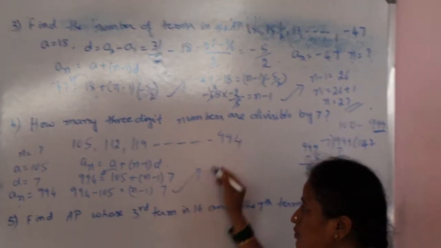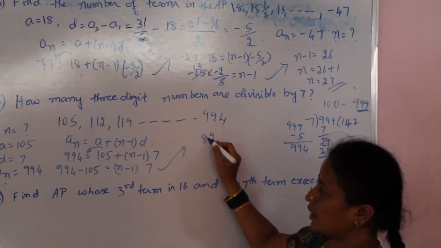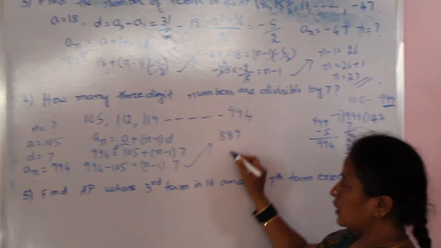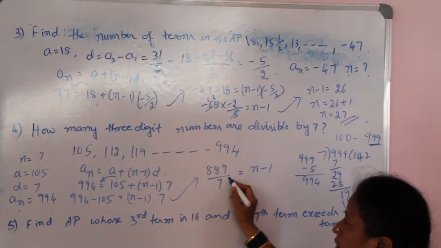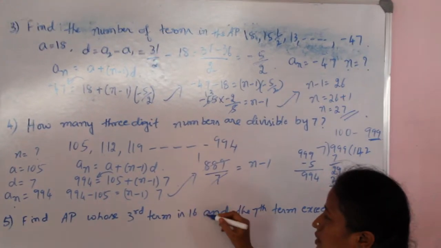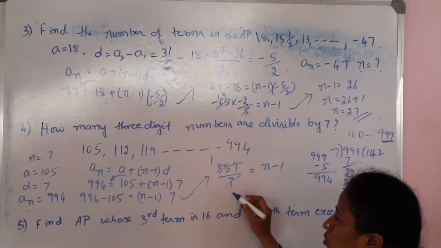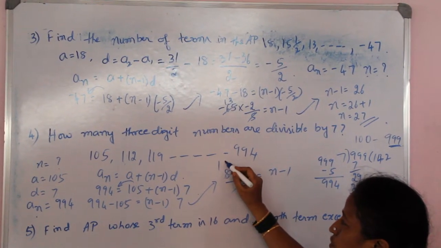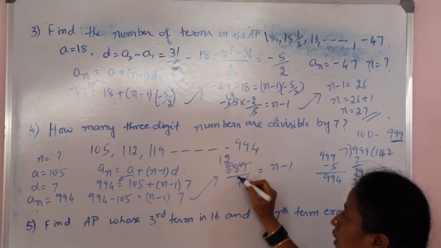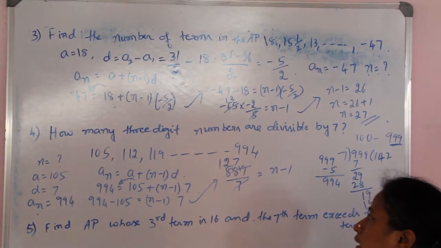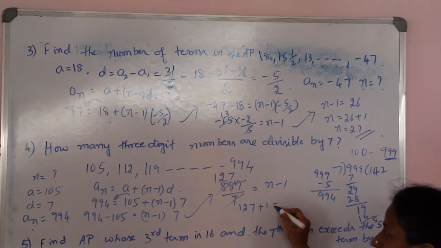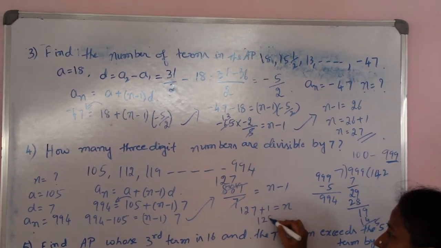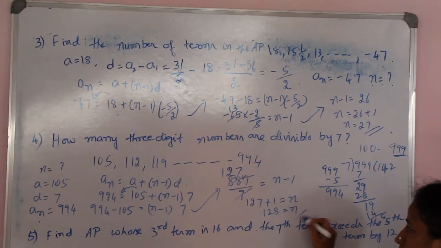994 minus 105: 14 minus 5 is 9, 8, 9 minus 1 is 8. So 889 divided by 7 equals n minus 1. Divide it by 7. 7 ones are 7, 1 carry over, 18. 7 2s are 14, 4 carry over, 49. 7 7s are 49. So 127. Transpose 1 to this side: 127 plus 1 equals n. So 128 equals n.